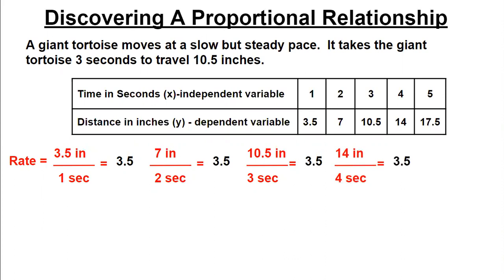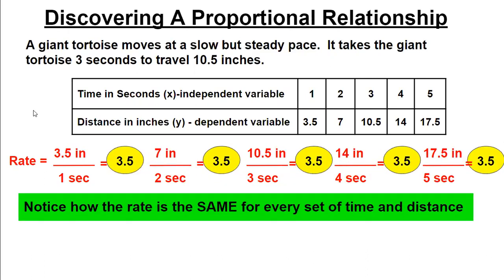And can you guess what the last one will be? 17.5 divided by 5 will equal exactly 3.5. The rate is constant. That turtle doesn't go slower. It doesn't go faster. It goes the same speed all the time. He has a constant speed of 3.5 inches per second.